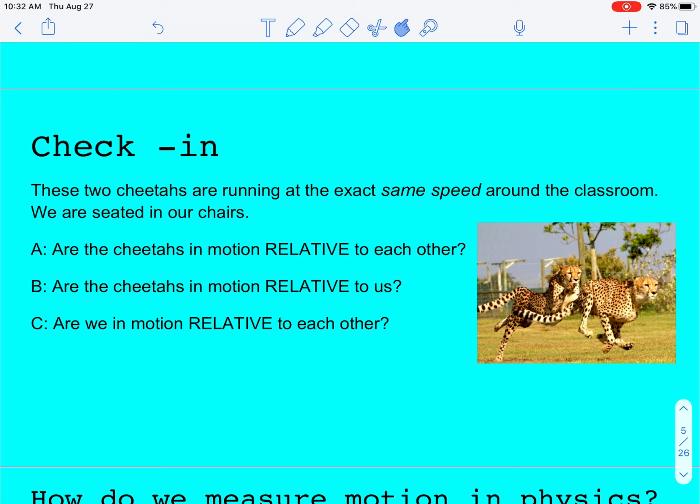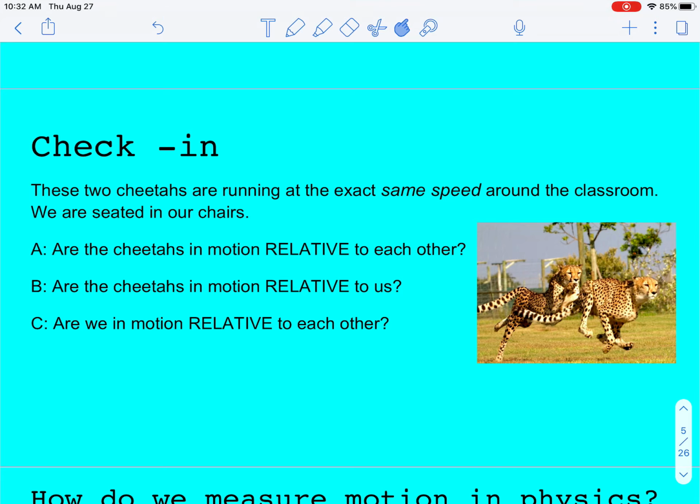No, because they're going the same speed, 50 miles an hour. Are the cheetahs in motion relative to us? Yes, there is a difference in our motion. They're going 50 miles per hour. We're going 0 miles per hour.